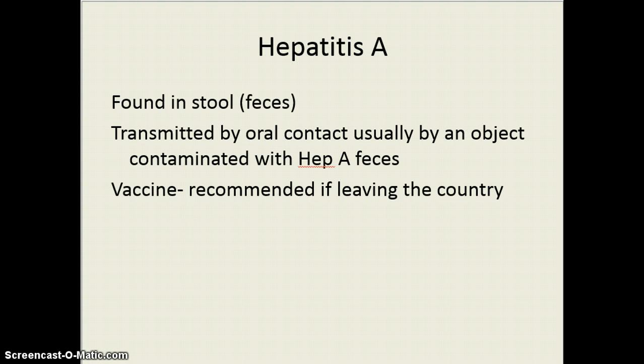When we look at hepatitis A, we know that it's found in the feces. It's transmitted by oral contact. And there is a vaccine that is recommended, especially if you are leaving the country. Once you have it, you can't get hepatitis A again, and the signs and symptoms are fairly chronic. I mean, they last for up to 9 months, where you can feel pretty sick with hepatitis A.